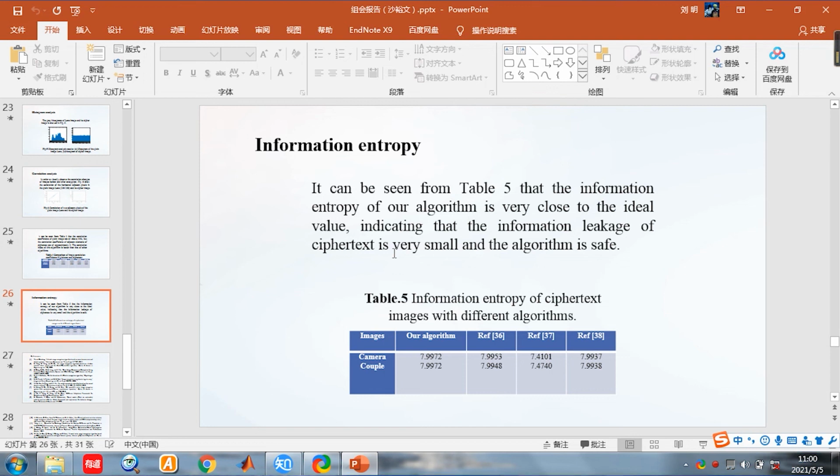Information entropy. It can be seen from Table 5 that the information entropy of our algorithm is very close to the ideal value, indicating that the information leakage of the ciphertext is very small and the algorithm is safe. Table 5. Information entropy of ciphertext image with different algorithms.